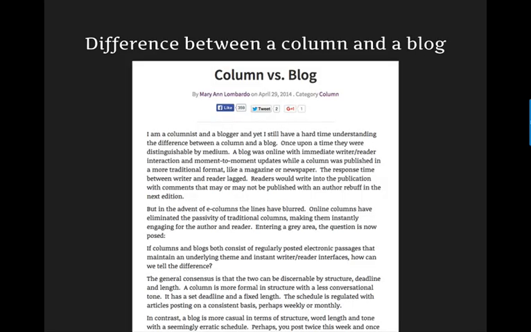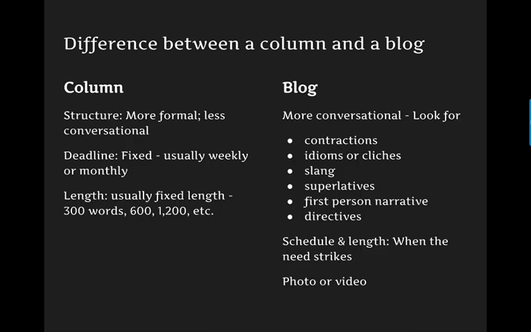So I do want to highlight a couple of differences between an op-ed and a blog. My source on this was an article by Marianne Lombardo, but I've looked at a number of them, and basically it can be distilled down into these subtle distinctions. An op-ed column is more structured, a little bit more formal. It's less conversational, although lately I have to say that I've seen some huge shifts in that. It tends to be on a fixed deadline, usually weekly or monthly, or even bi-weekly in some cases. And the length is usually fixed, either 300 words, 600 words, 1,200 words, or whatever.